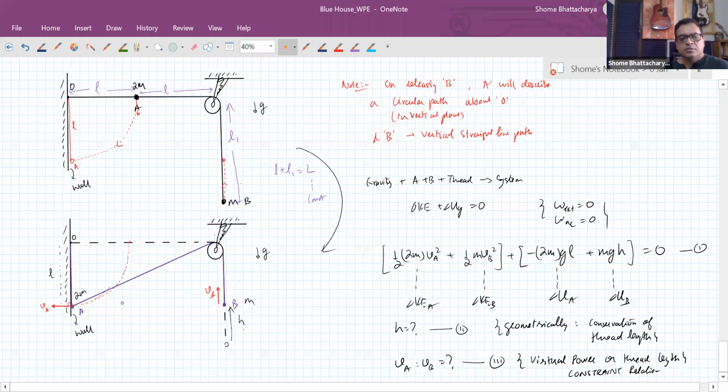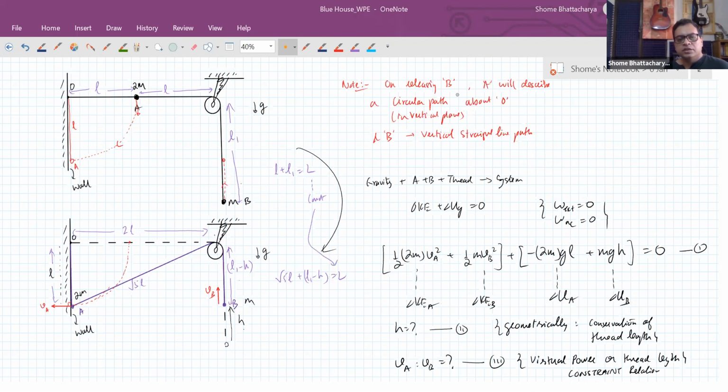Now in the second diagram, in this triangle, this is 2L and this is L. So what is this thread length becoming? It's becoming root 5L. And here this is L1 minus H because it's come up by H. So H should be how much? Root 5L minus L. Now this root 5L plus L1 minus H should be the same thread length. Should be the same constant.